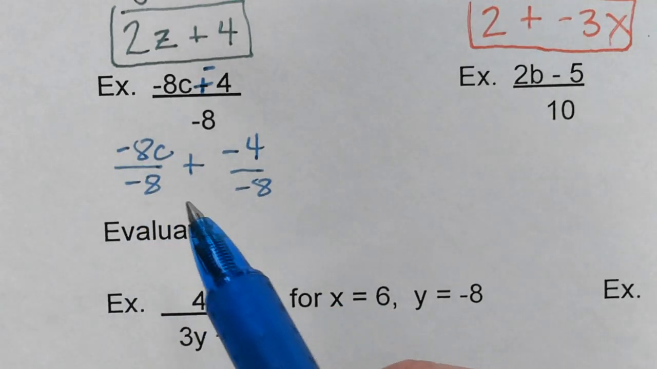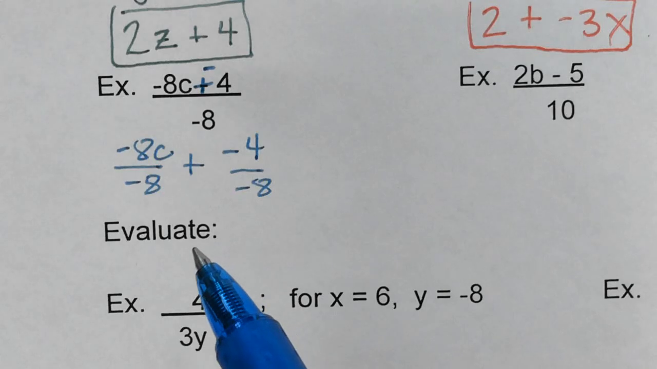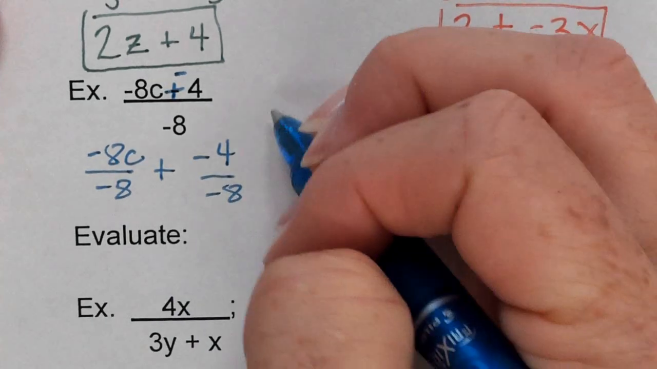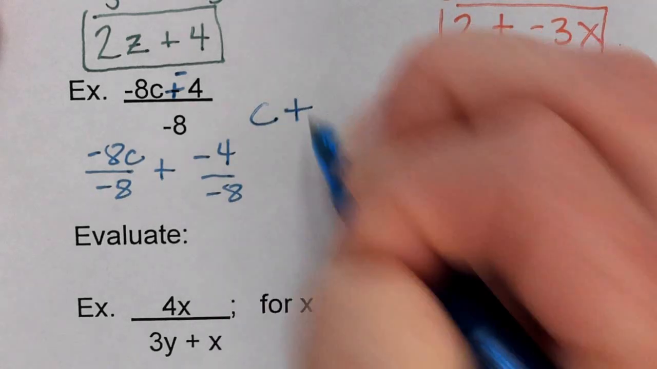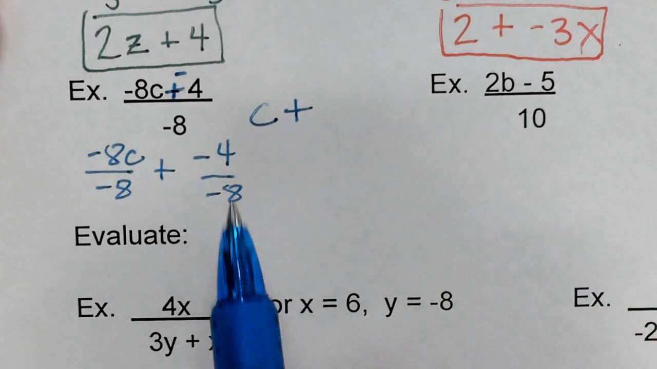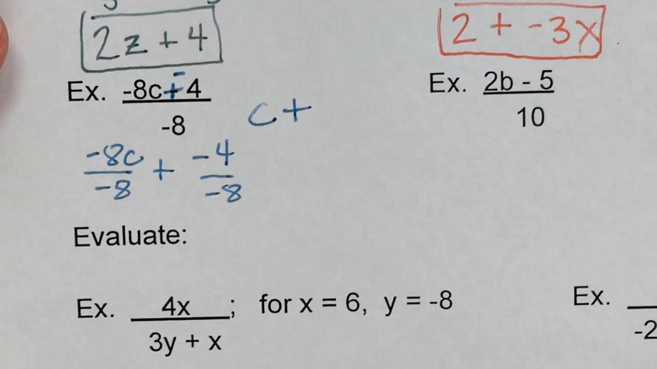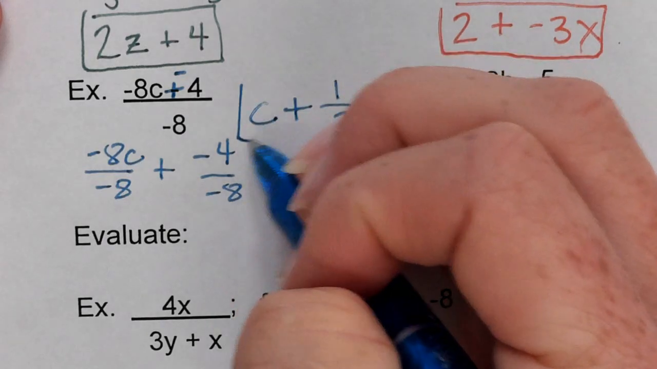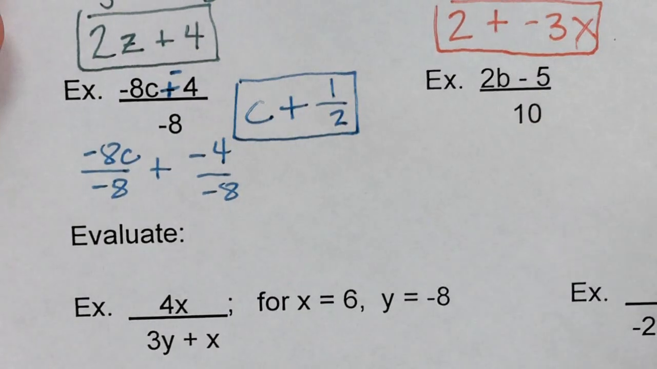So 1c. Do I have to write the 1? Can I? But I don't have to. So I could just put, I'm going to put my answer right here. C plus, what does negative 4 over negative 8 simplify to? 1/2. Do not put it as a decimal, please. We're going to leave our answers as fractions today because the calculator does it for us.